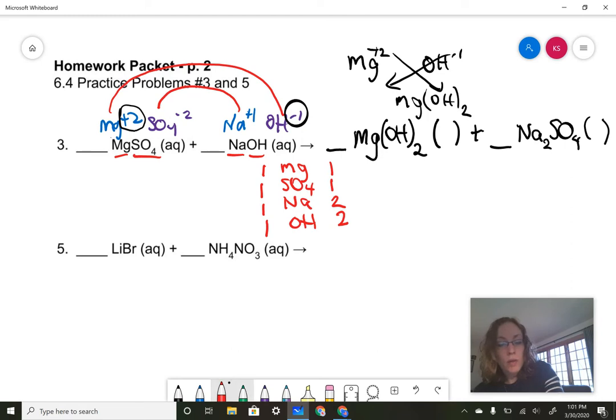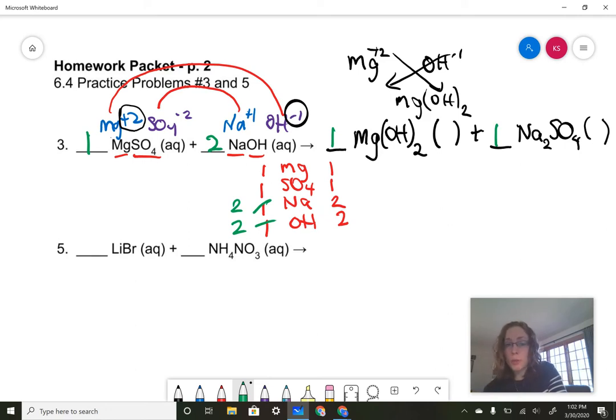So right off the bat, I can see that I need to change my coefficient over here on the left side so that I have the right number of sodiums and hydroxides. So if I add a 2 here in front of sodium hydroxide on the left, that'll change these to 2, and then I will have the right number of everything. So now my equation is balanced just by adding that 2 coefficient. I'm going to add a 1 in front of each of these. You don't have to do that, but you can if it helps you.